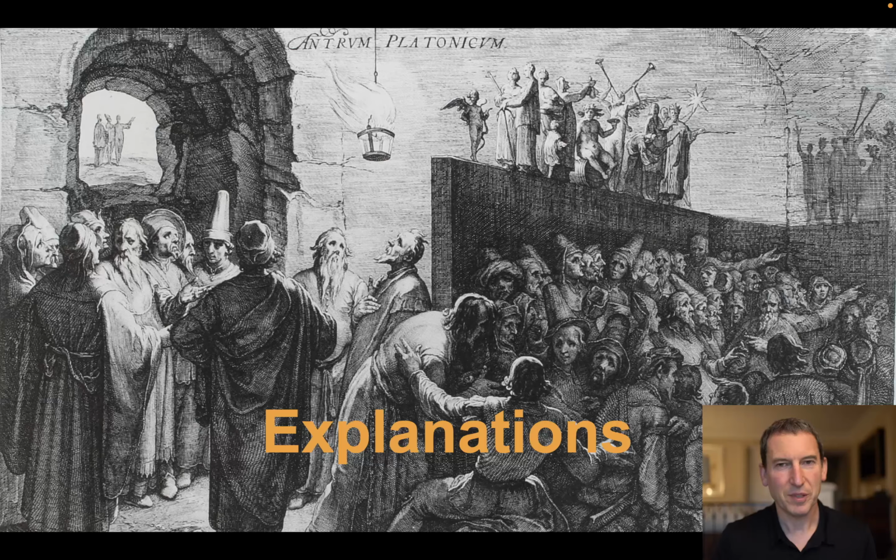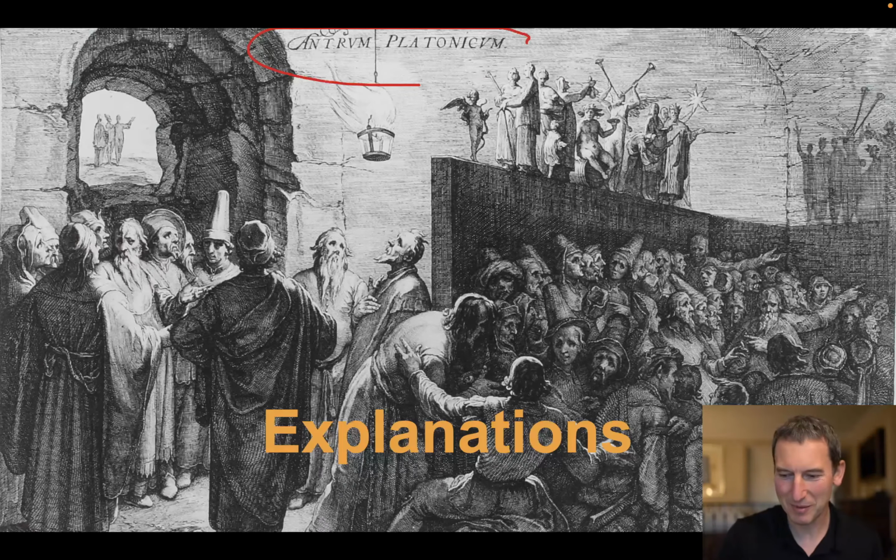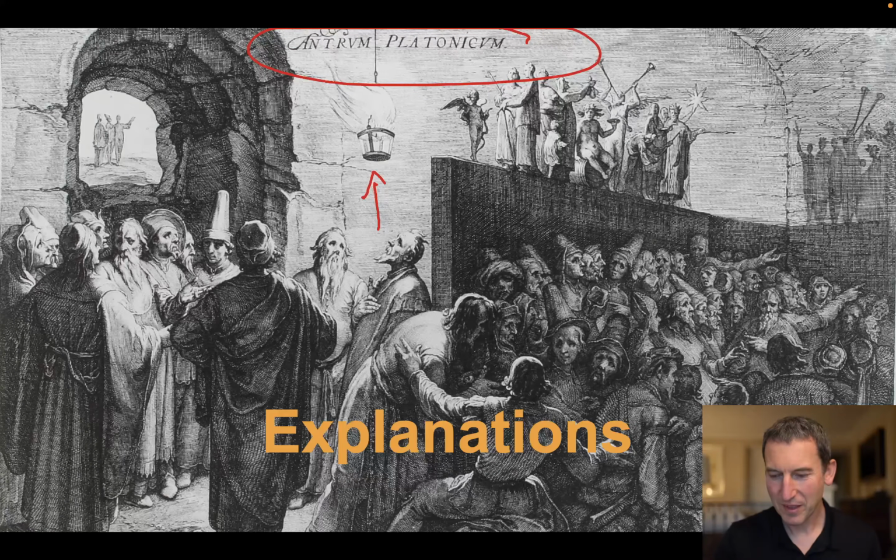So people have looked for explanations for a very long time. Probably one of the best known ideas from 2000 years ago is Plato's Cave. In Plato's Cave, this is of course written in Latin because that's how people used to write this at the time, Antrum Platonicum. The idea is that you have some fire, and that fire illuminates reality.